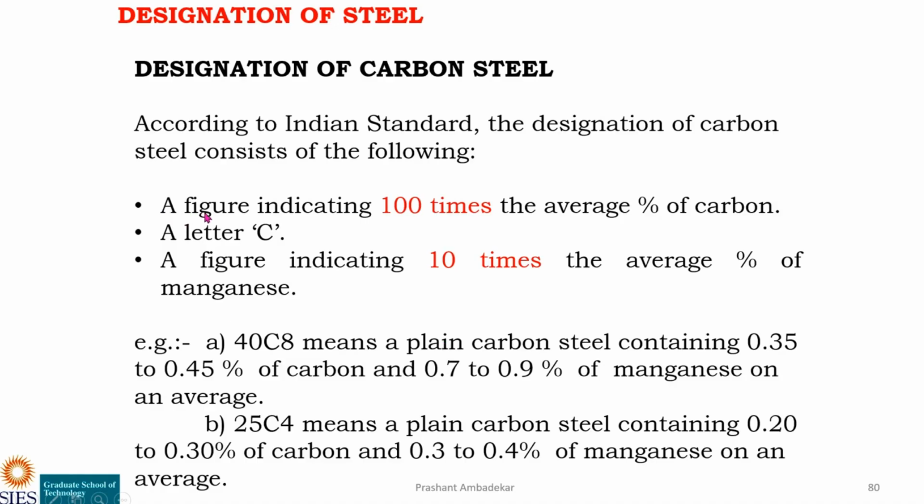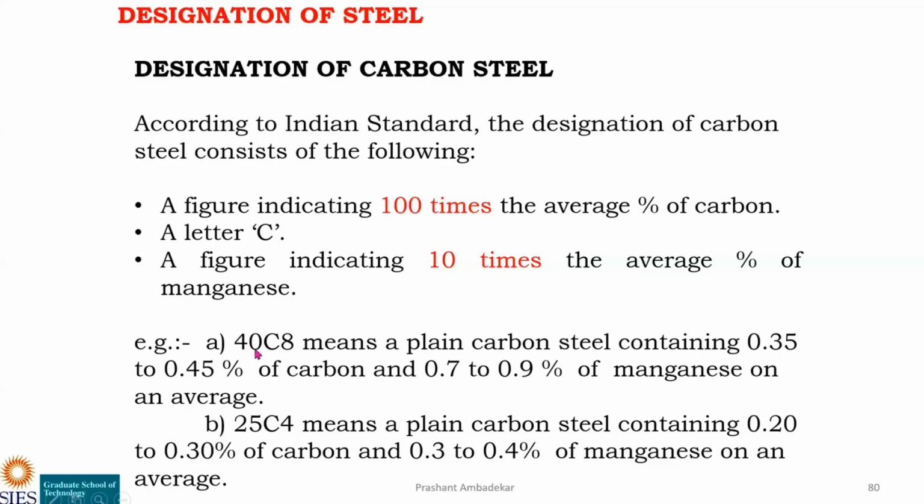See here, a figure indicating 100 times the average percentage of carbon. So this is 40. 40 is indicating what? Percentage of carbon. कितना times बताता है? 100 times. So 0.35 to 0.45 का average कितना हो जाएगा? It will be 0.40. And 0.40 into 100 is how much? 40. So that's why it is 40 here.